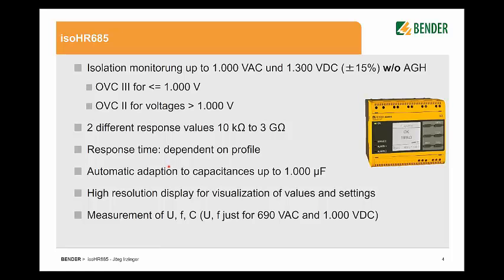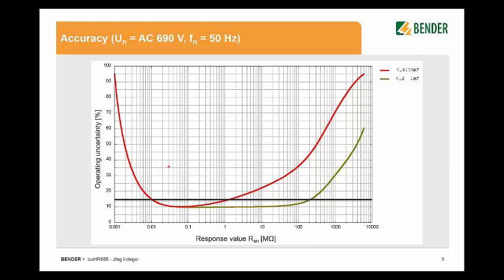We have the same high resolution display to visualize the values and settings like the other variants, and we also have the measurement of the voltage, the frequency of the system, and the capacitance. The voltage and frequency measurement just works up to 690 volt AC and up to 1000 volt DC. So if you have applications for 1000 volt AC or 1300 volt DC, the voltage measurement and frequency measurement doesn't work.